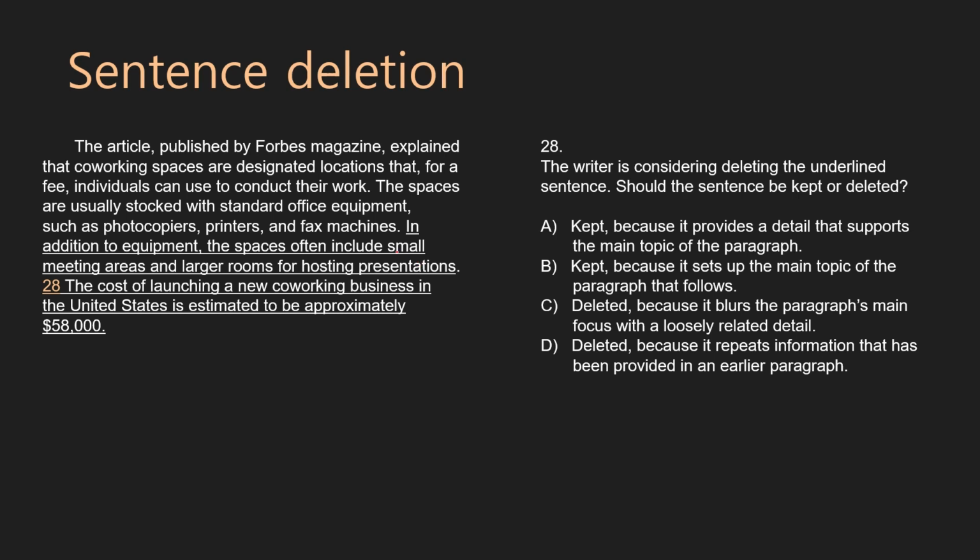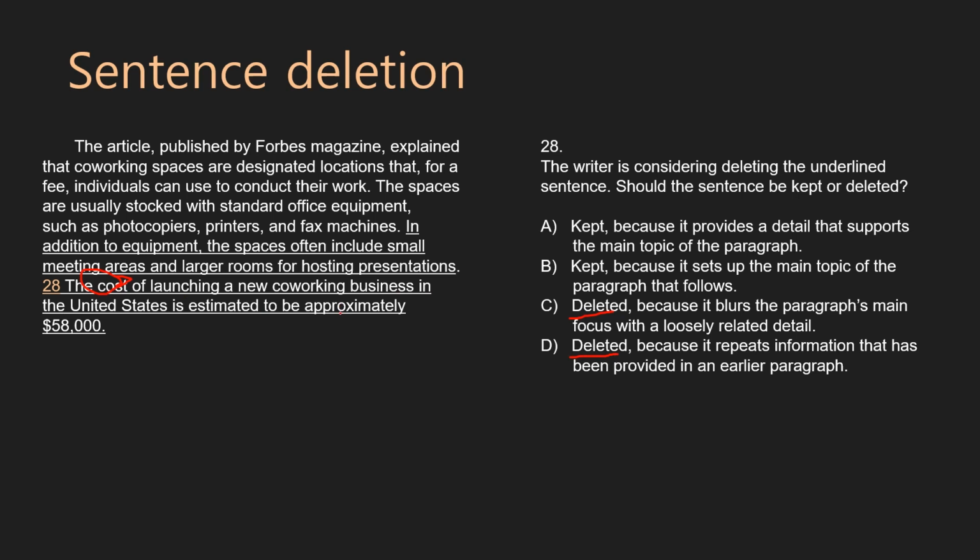All right, so the prior sentence talked about how, in addition to the equipment mentioned, there's also space. Now suddenly I talk about the cost of launching a new co-working business. Previously I was describing the co-working spaces, and now I talk about the cost. Well, it's not related to what I just said. Although it's still about co-working business, the point is totally different. We're talking about the cost now. So we should definitely delete the sentence. It's not on topic. And I'm going to stop here and make a point.